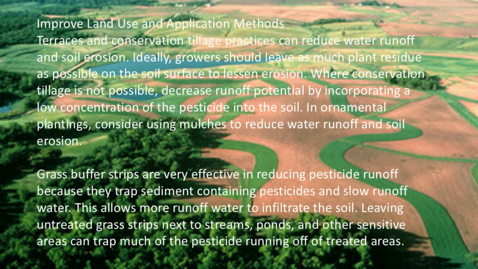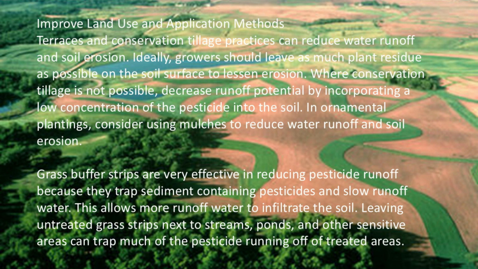Improved land use and application methods. Terraces and conservation tillage practices can reduce water runoff and soil erosion. Ideally, growers should leave as much plant residue as possible on the soil surface to lessen erosion. Where conservation tillage is not possible, decrease runoff potential by incorporating a low concentration of the pesticide into the soil. In ornamental plantings, consider using mulches to reduce water runoff and soil erosion.